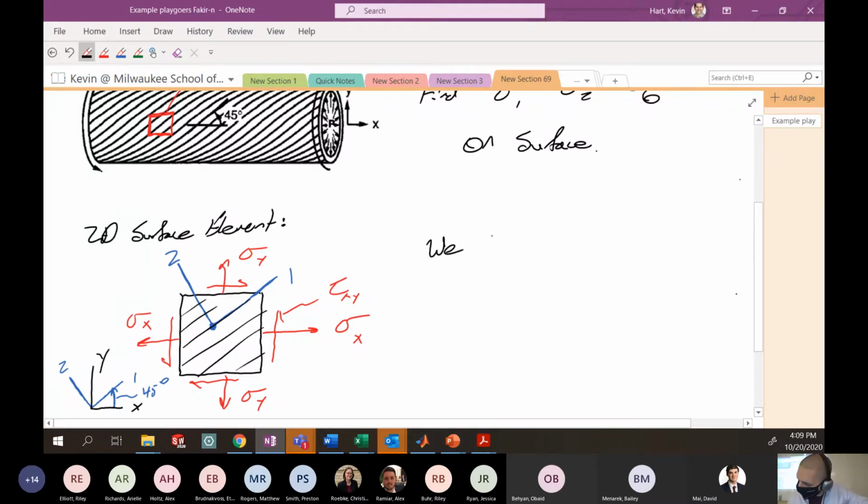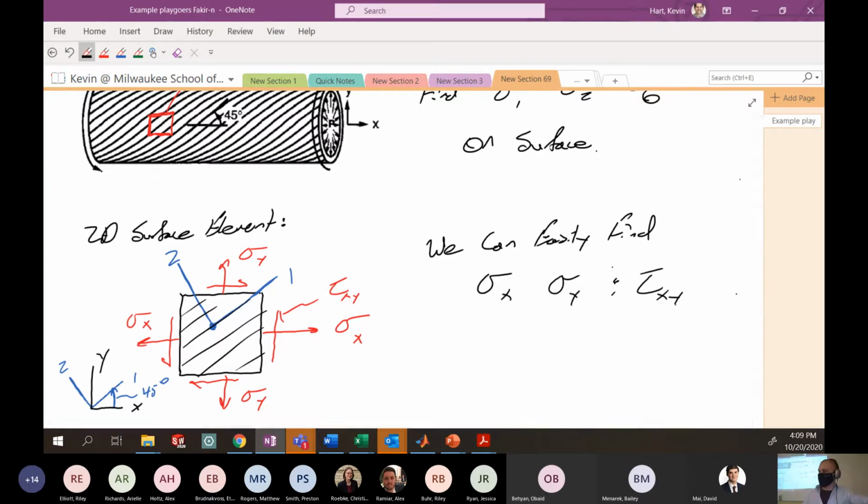So we can easily find sigma x, sigma y, and tau xy. Then, if I want to determine the stress in the 1-2-3 coordinate system, how do I do that? Stress transformations. Good.